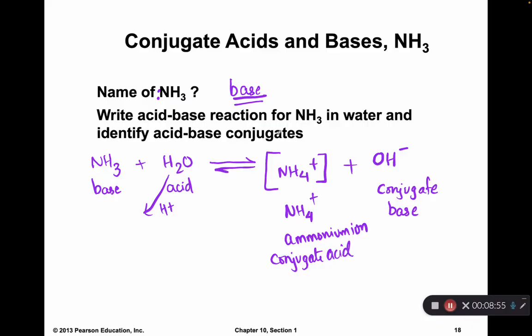Okay, so the question says identify acid-base conjugates, so we just did that. And NH4 plus ammonium is the conjugate acid, OH minus is the conjugate base, ammonia is a base, water is an acid here. Okay, so conjugates on the other side of the arrow.